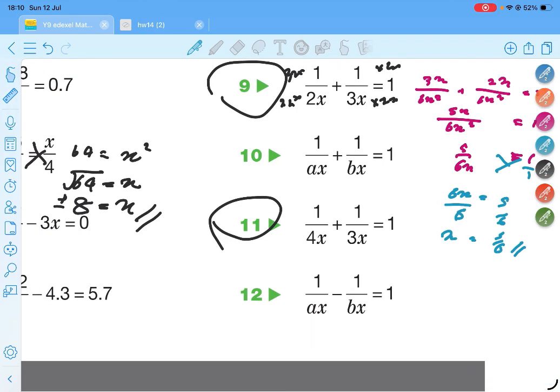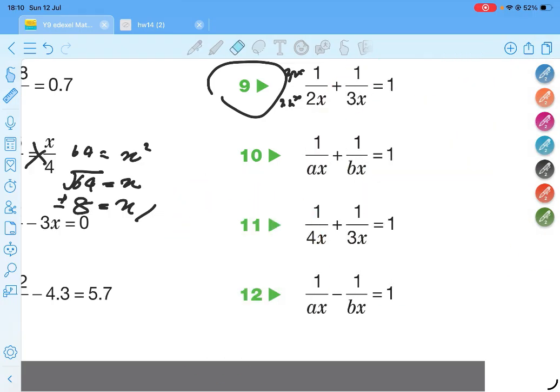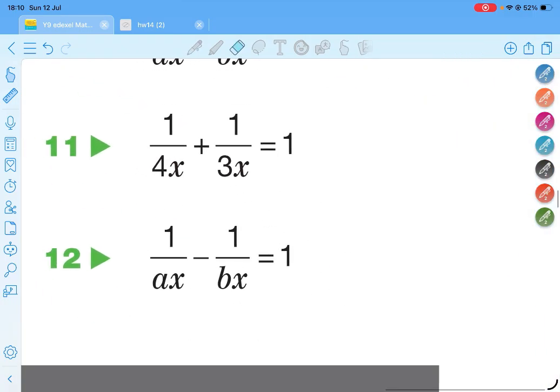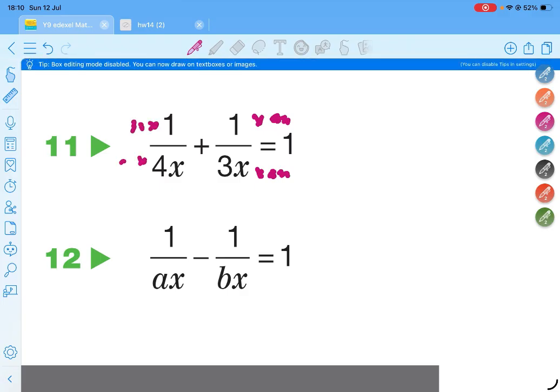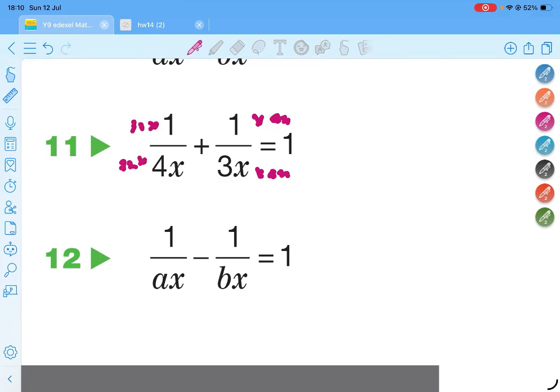This one is the same concept, not any change. The 11th one, no? This is multiplied by 4x, so the numerator should be multiplied by 4x. This should be multiplied by 3x, this should be multiplied by 3x. Then what? Over 12x.